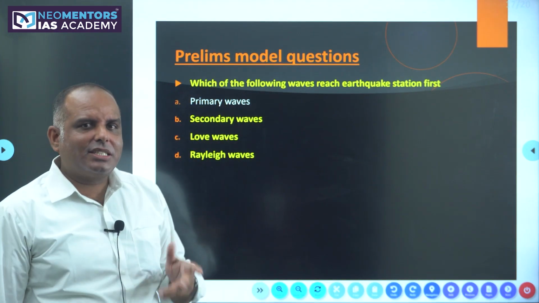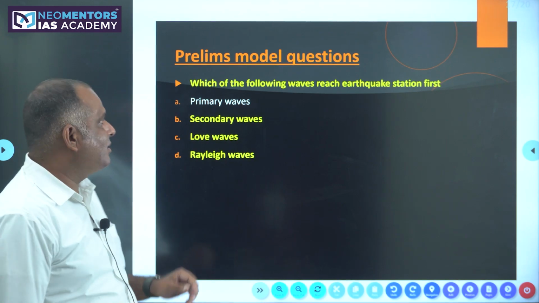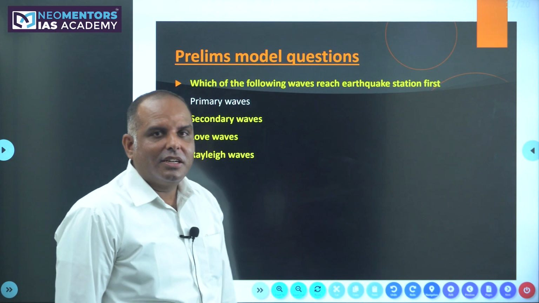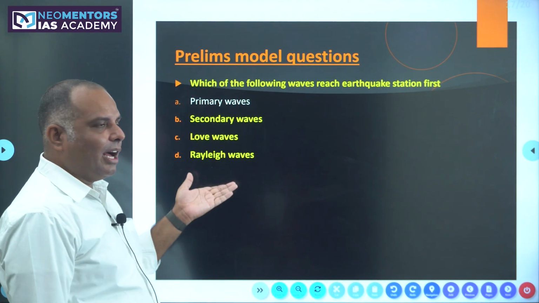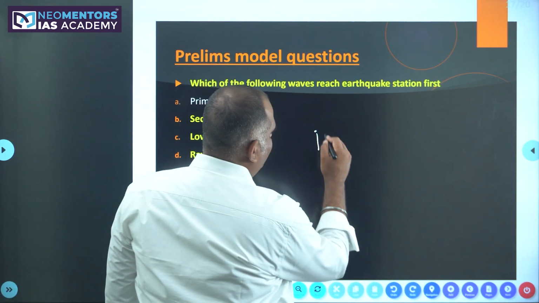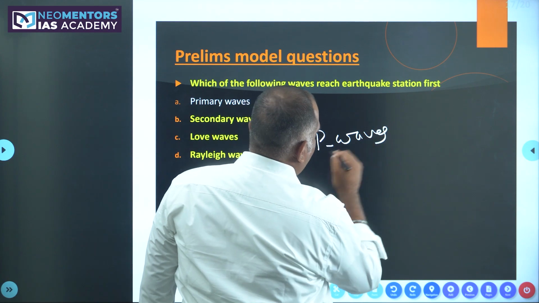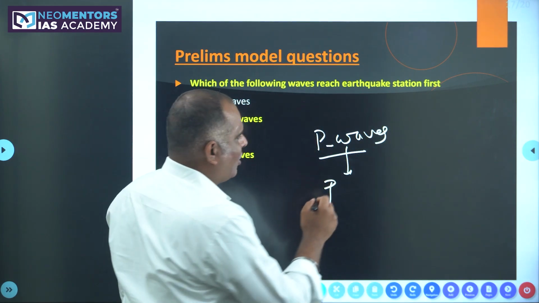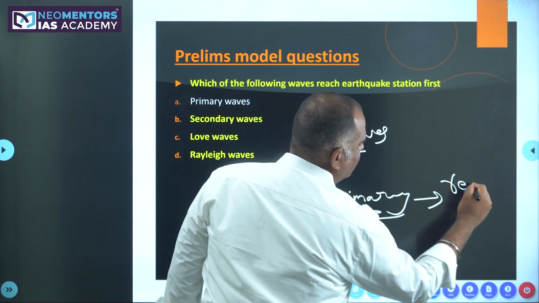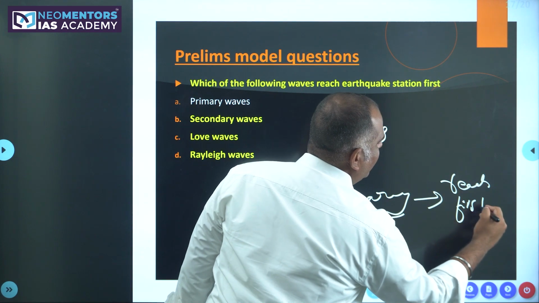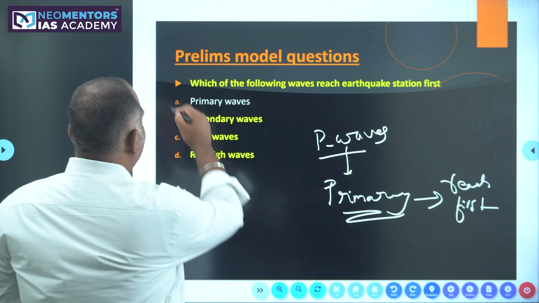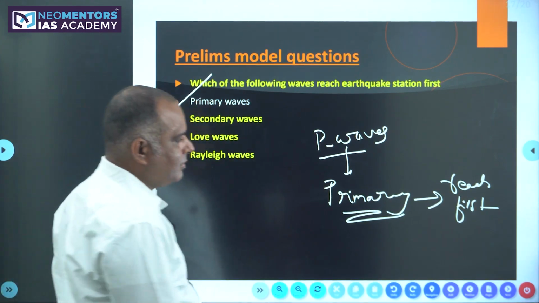Now, let's discuss a few prelims model questions. Which of the following waves reach the earthquake station first? Primary, secondary, Love or Rayleigh waves? P waves are nothing but primary waves. They are called primary because they reach first. Since they reach first, they are called primary waves. That itself answers the question: primary waves.